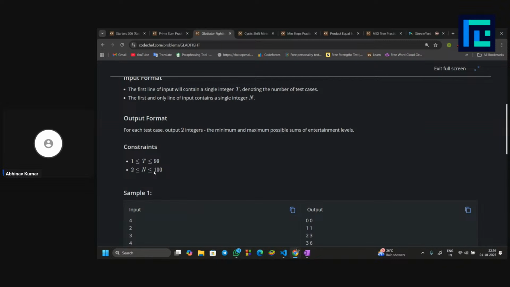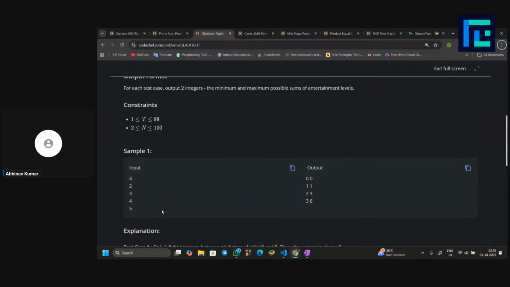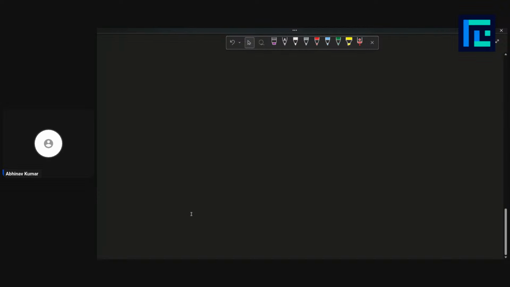so n is given up till 100 only. So if you look at some of the test cases, n is 2, 3, 4, 5. These are some of the test cases. So as input, you are just given an n.